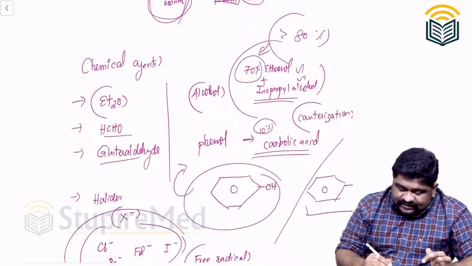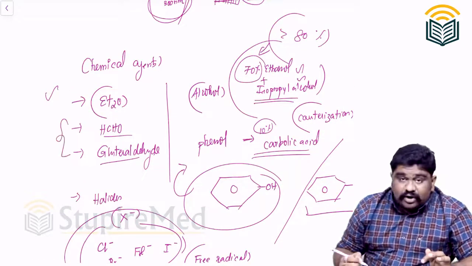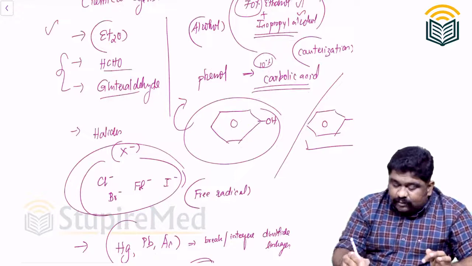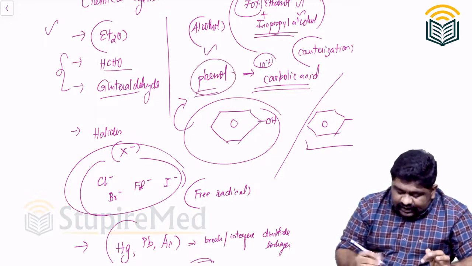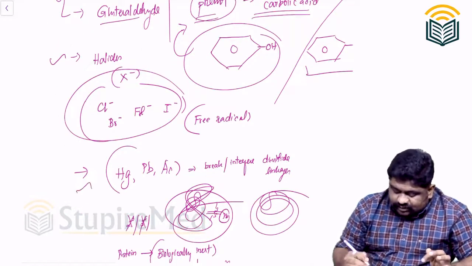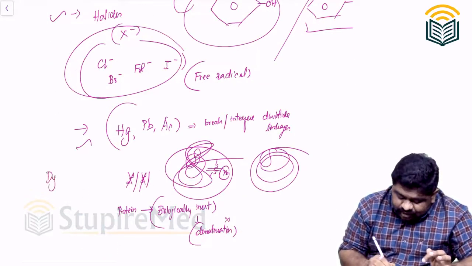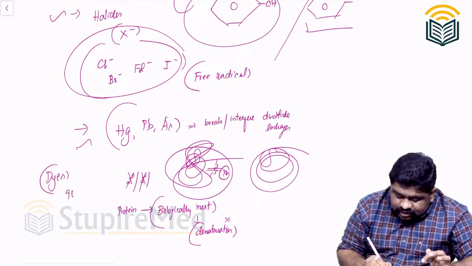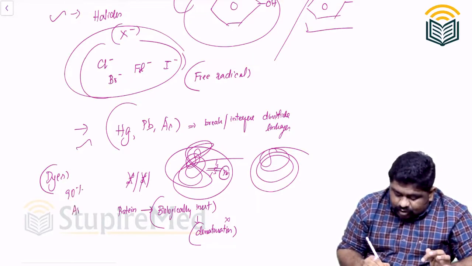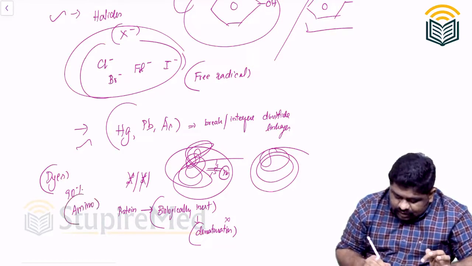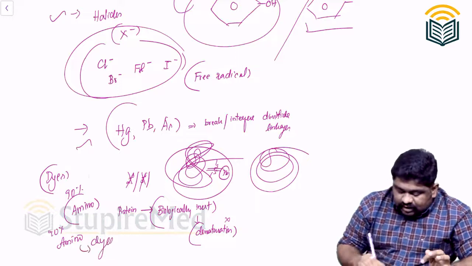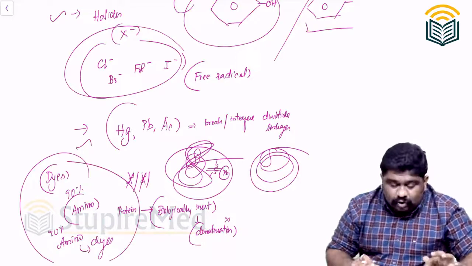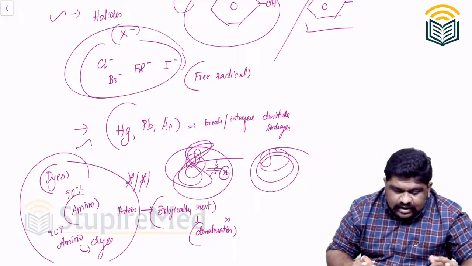So once again: ethylene oxide gas, formaldehyde, glutaraldehyde as aldehydes, ethanol and isopropyl alcohol in the case of alcohols, phenol as a corrosive agent, halogens, heavy metals. Sometimes you can think of dyes. 90% of dyes are amino compounds, and 90% of amino compounds can act as dyes. The alternative corollary is also true. So all these things can be helpful as chemical agents.